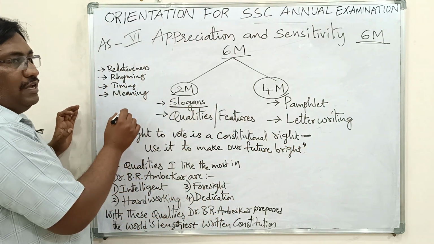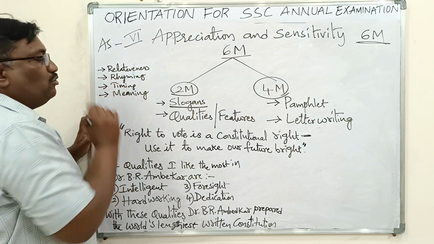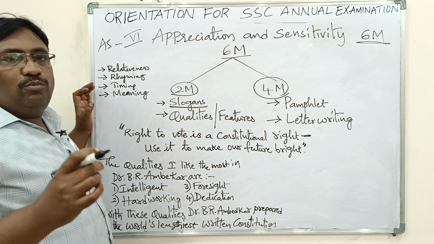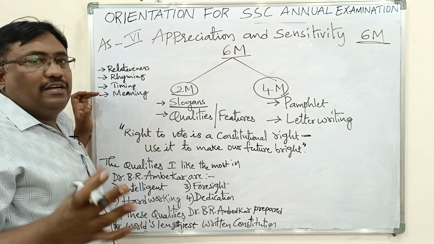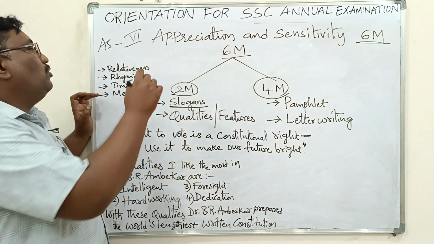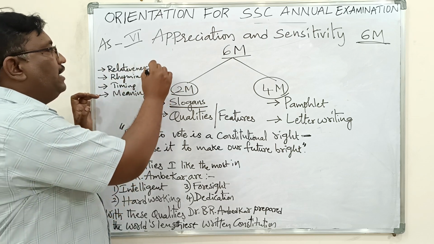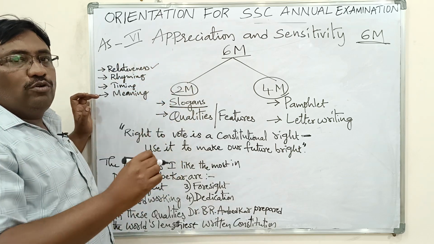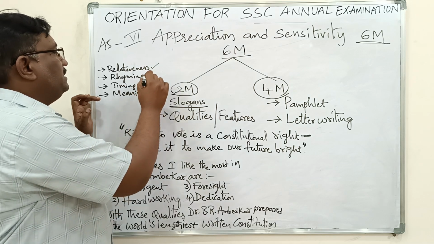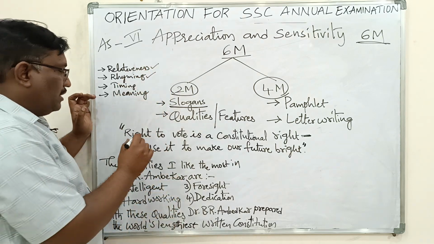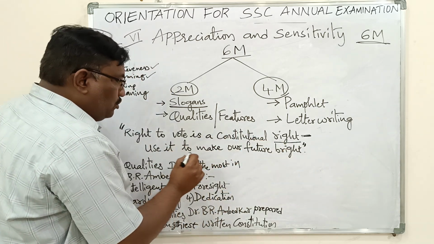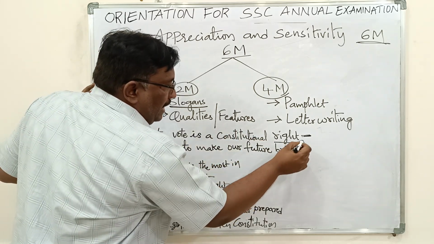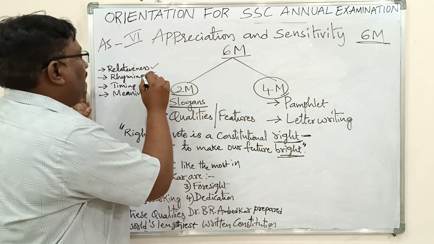Apart from this it should have some qualities. What are the features it should have? Relativeness. For example, if the question is about global warming and you are writing about globalization, then it is not related. Whatever he is asking, we have to write the same. Second thing is rhyming. You can see, right to vote is a constitutional right, use it to make our future bright. Right, bright. This is called rhyming.